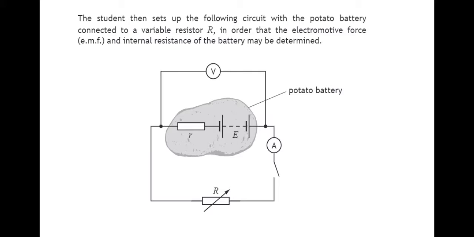So we can see here they've set up the potato battery, which effectively is made up of a battery and an internal resistance, connected in series with an ammeter and a variable resistor, and a voltmeter connected across the potato in order to measure its terminal potential difference.